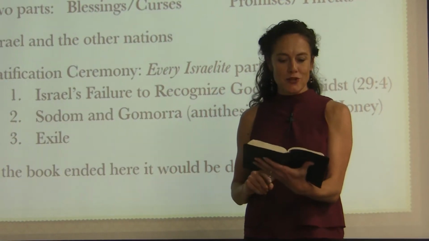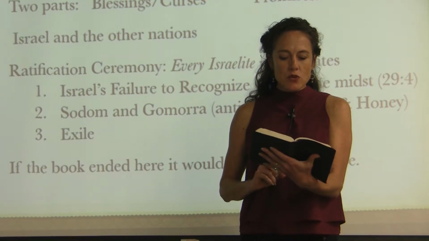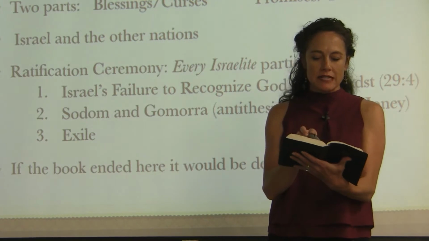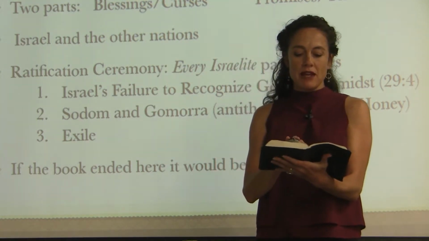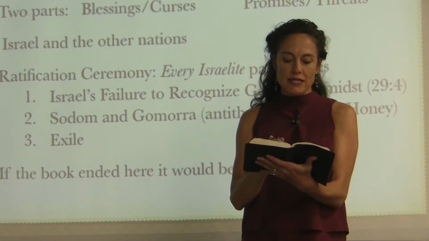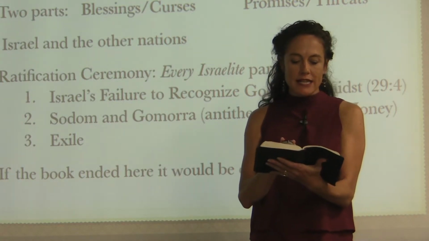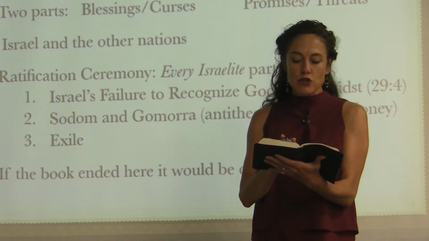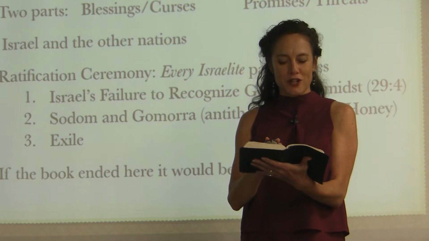So let's take a look at those. So in chapter 29, these are the words of the covenant which the Lord commanded Moses to make with the sons of Israel in the land of Moab, besides the covenant which he had made with them at Horeb. Moses summoned all of Israel and said to them, "You have seen all that the Lord did before your eyes in the land of Egypt to Pharaoh and all of his servants and all of this land, the great trials which your eyes have seen, those great signs and wonders."